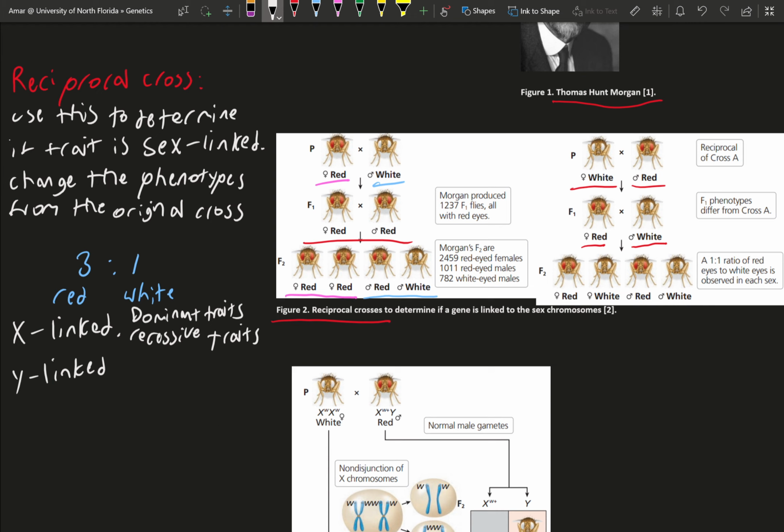For Y linkage, because individuals most of the time only have one Y chromosome, there really isn't any dominance or recessive, because there's only a single Y chromosome in a genome. So if you have a certain trait that is due to Y linkage, you'll always have it, and all the males will always have it too. Okay, and that's basically that.